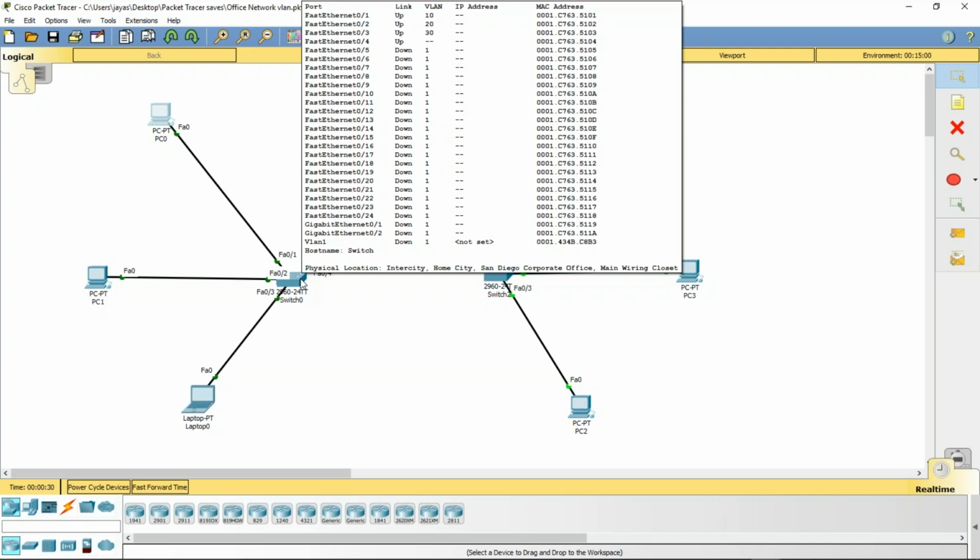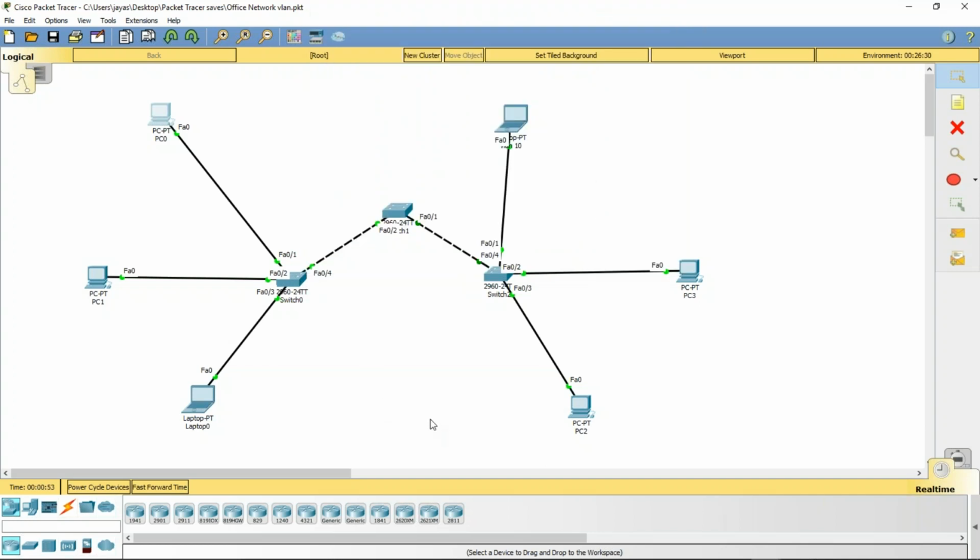So the device that is connected to port 0/1 is in VLAN 10. The device that's connected to 0/2 is in VLAN 20, and the one that's connected to 0/3 is in VLAN 30. Okay, so here's my question. With the way this network is set up right now, would this device here be able to communicate with this device? The way that this network is set up here.